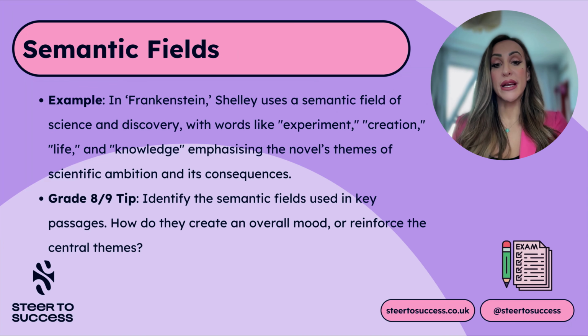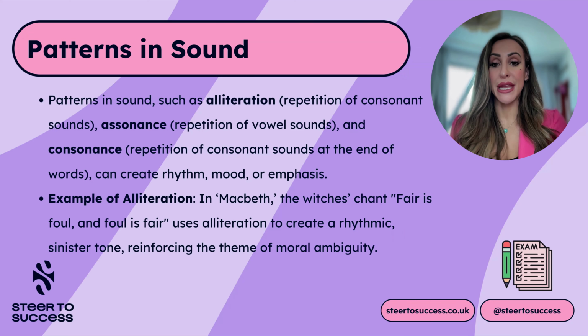As an example, in Frankenstein, Shelley uses a semantic field of science and discovery with words like experiment, creation, life, and knowledge, emphasizing the novel's themes of scientific ambition and its consequences. And as a grade 8 or 9 tip, the semantic field used in key passages, make sure you try to identify those and then think about how they create an overall mood or reinforce the central themes.